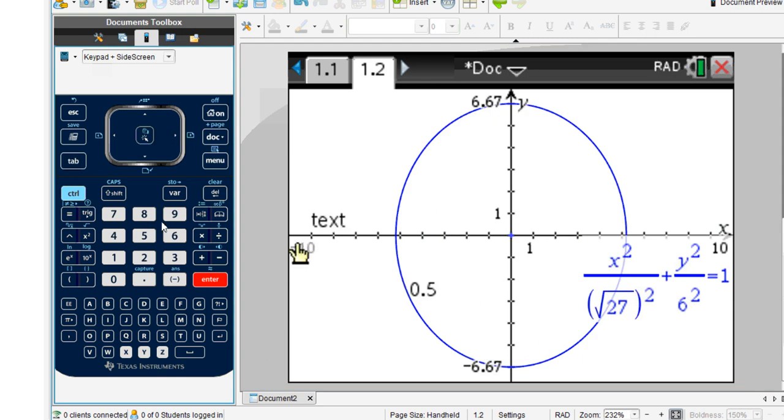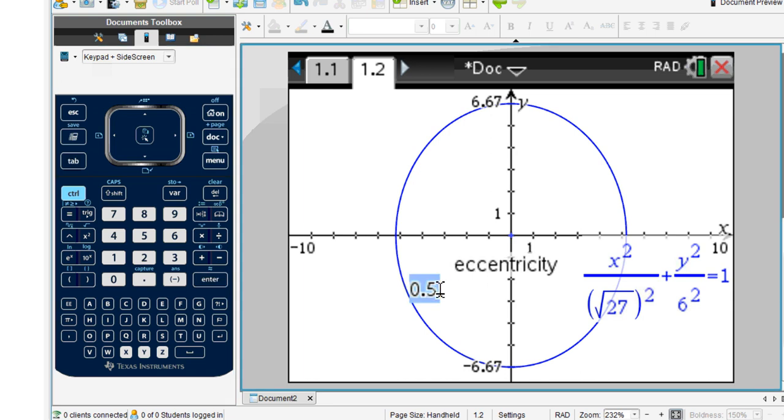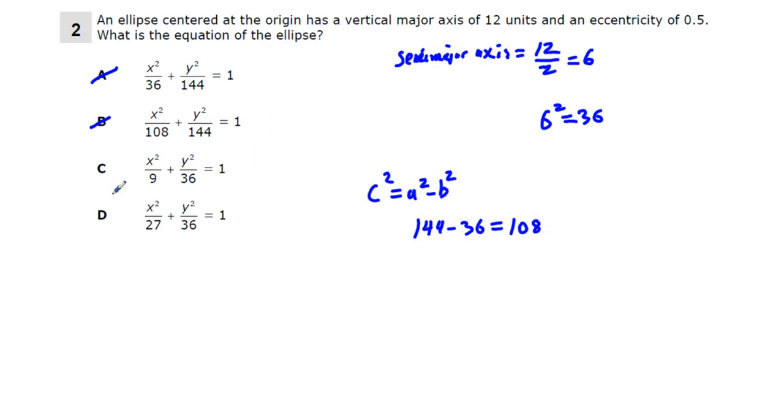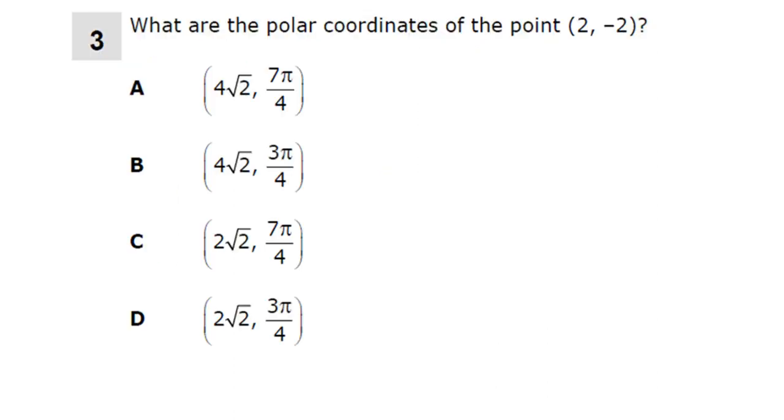Now let's check for eccentricity. That is it. So our eccentricity is 0.5. So that's going to be our answer choice D. So it was kind of a combination of understanding ellipses, using our formula chart, and using our graphing calculator. We could have gone with our graphing calculator and just started typing these in and seeing which one worked too.